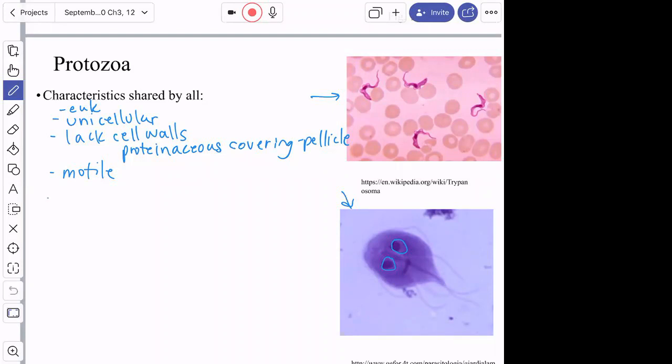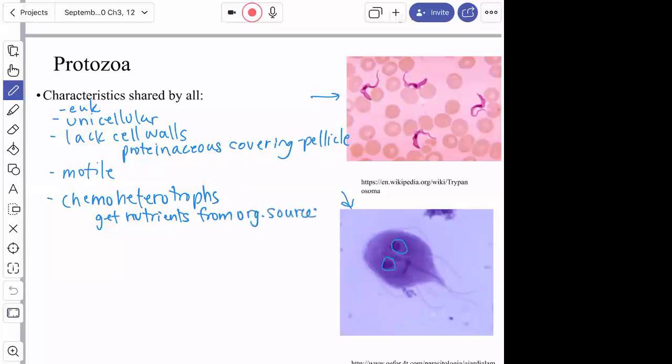Okay, so they are mostly considered chemoheterotrophs, which is a fancy way of saying they eat stuff. They get nutrients from organic sources. And like I mentioned before, most of them are free living, but there are a few examples of parasitic ones. And next time we're going to talk about one in particular, malaria, just because it is so interesting and so widespread. If you have any questions, catch me up here or catch me at my office.